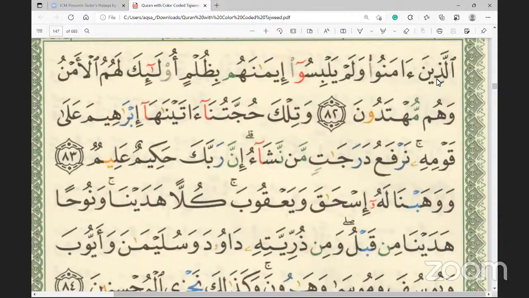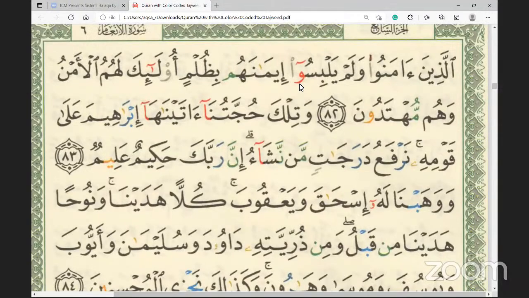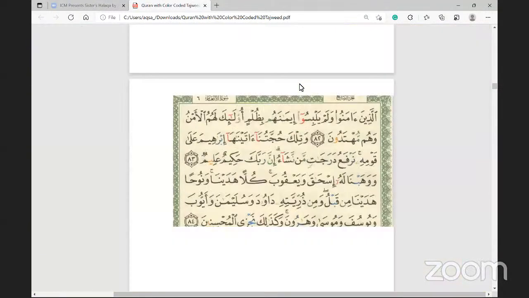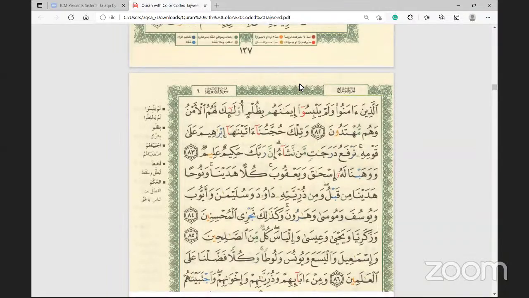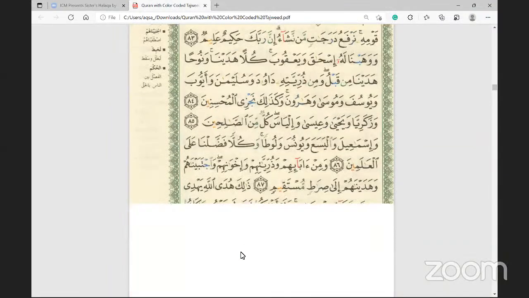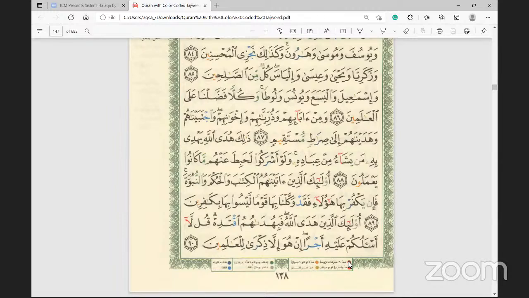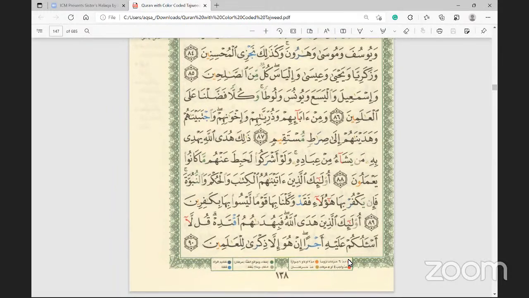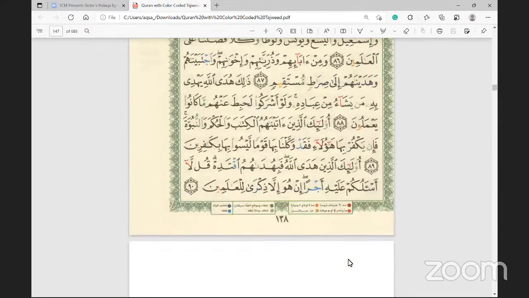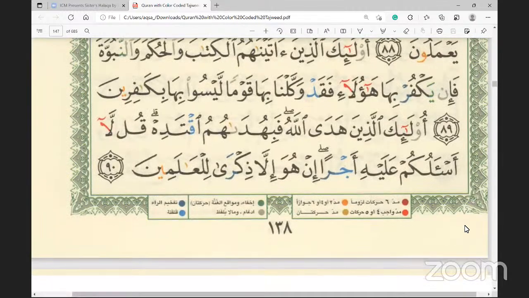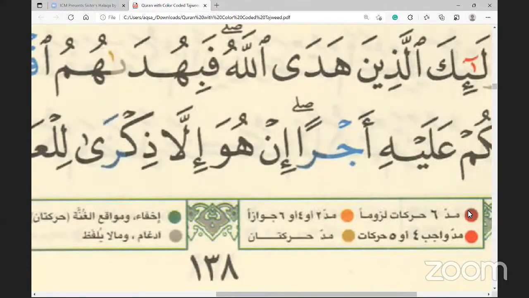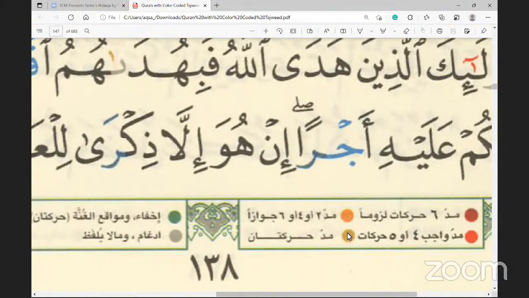So let's just see a number of different things. We could see different colors, and what these colors mean is actually at the bottom of the page. You could see at the bottom of the page right there, it gives you all the different signs for what these colors really mean. So you've got the red ones, orange, blue, and what is that? I guess light yellow or whatever.